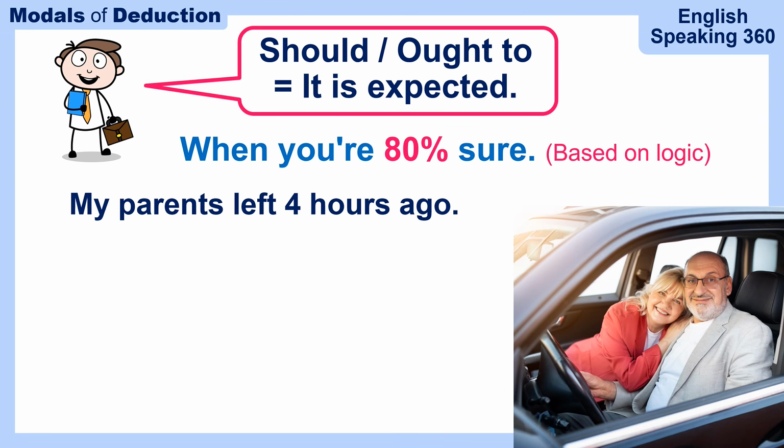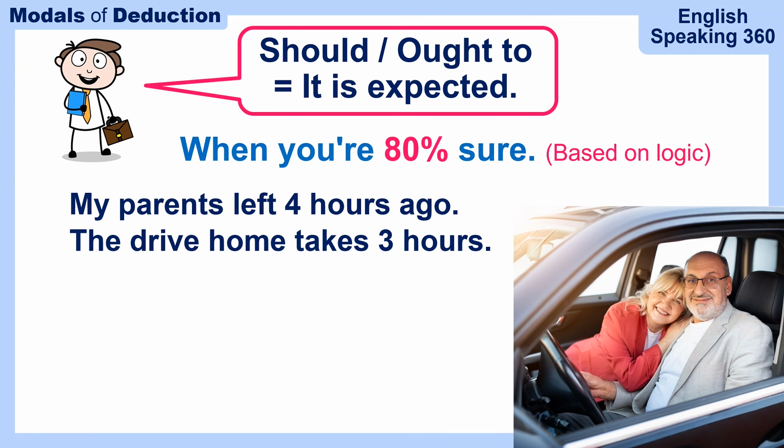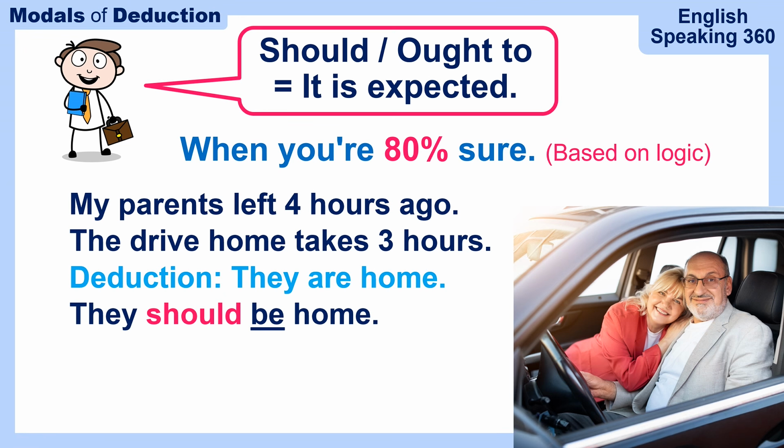For example, my parents left 4 hours ago. So they left my house by car 4 hours ago, and the drive home takes 3 hours. So what is your deduction? They are home now. That should be your logical deduction because they've had an extra hour to get home. So your sentence can look like this. They should be home. They should be home means I am expecting them to be home by now. It is expected. I am 80% sure.